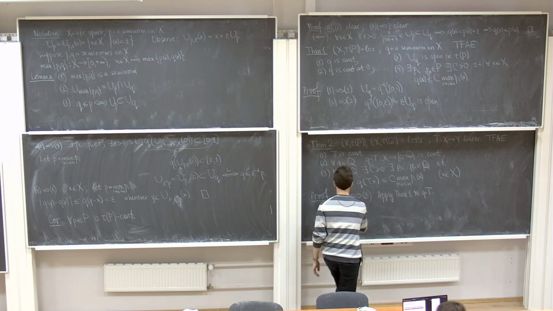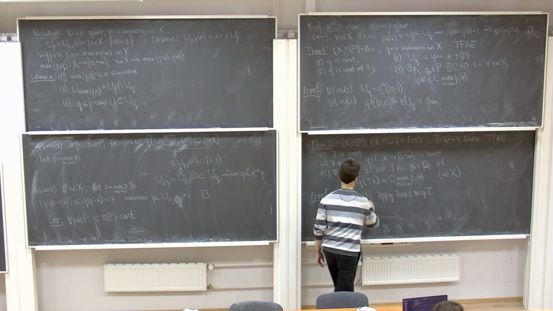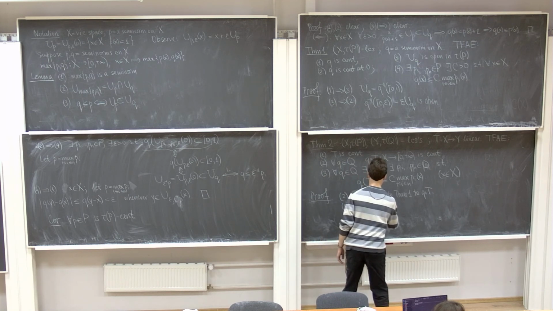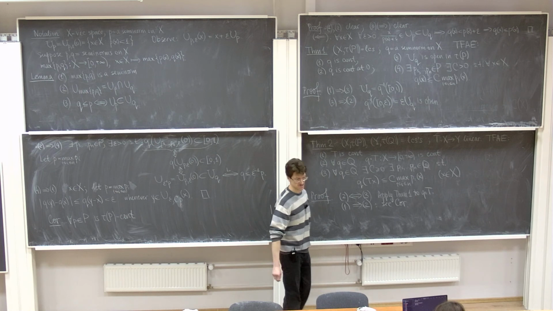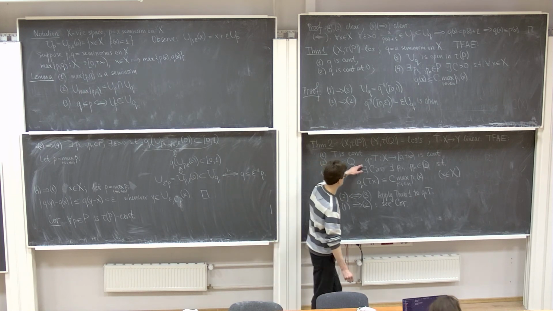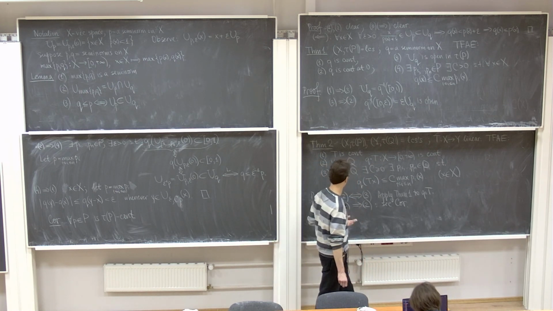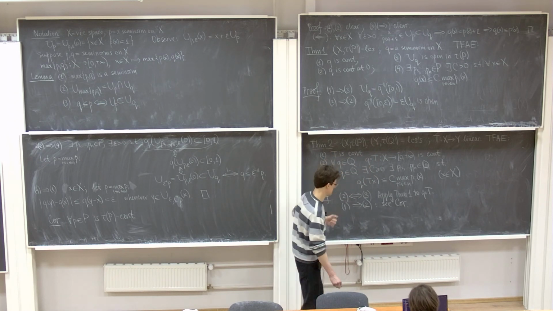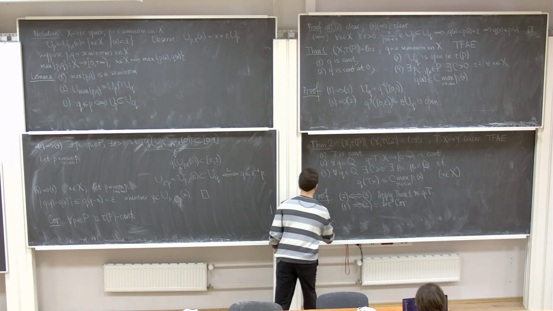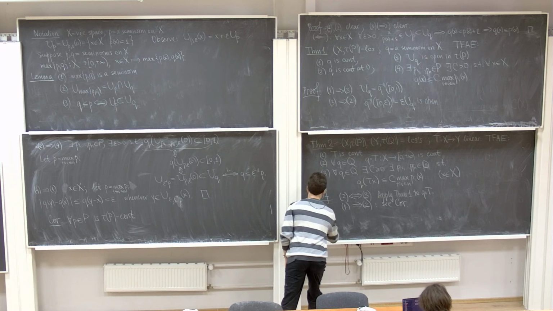The implication 1 implies 2 follows from the previous corollary. So by the previous corollary, little q is continuous on Y. So if T is continuous, then of course the composition of two continuous maps is continuous. And finally, we prove that 2 implies 1.